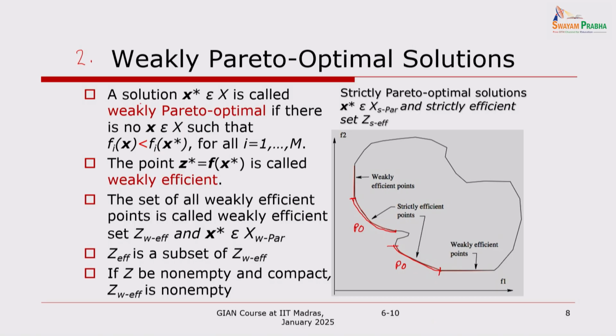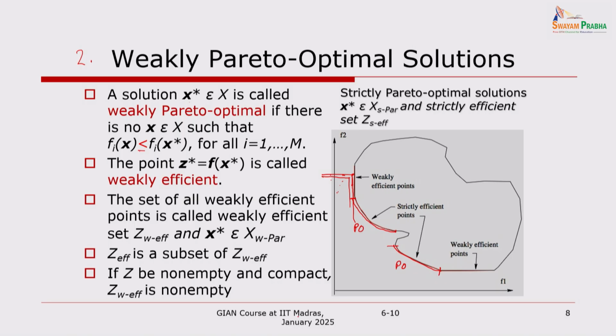Weakly says a solution X star in the feasible set is called weakly Pareto optimal if there is no X in the feasible set such that f_i(x) is less than f_i(x star) for all i. That means if I take a point now here and I go to its third quadrant, there should not be a point, not equality is taken away now. There can be a point on the line here on the axis, but there should not be any point in the interior. On the interior part of the third quadrant, there should not be any point, but there can be a point on the line on the axis.